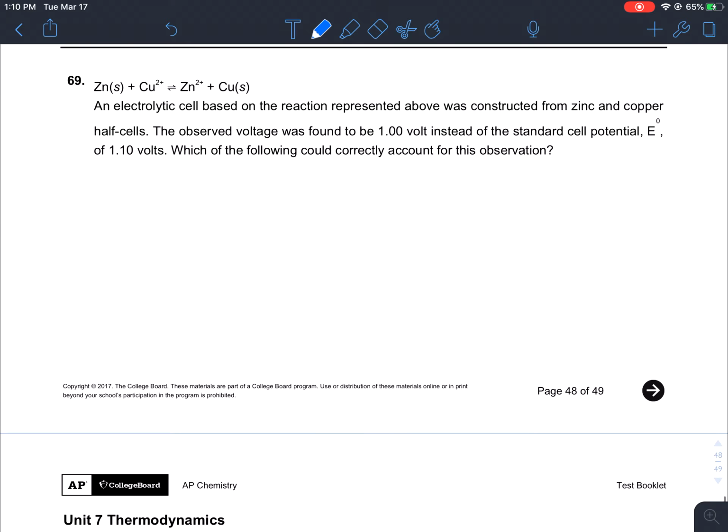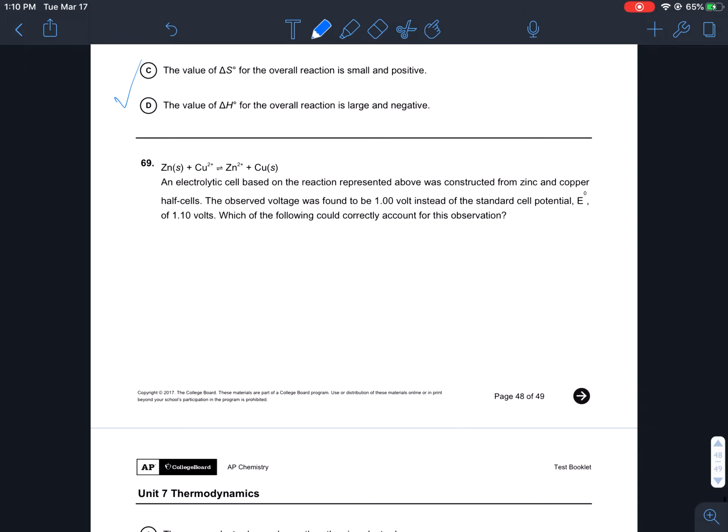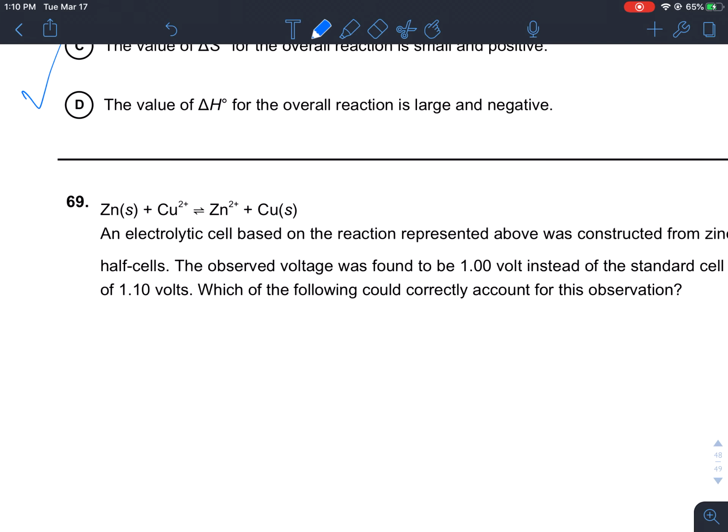69. All right, an electrolytic cell based on zinc and copper half cells, observed voltage was found to be... okay, got it. So your E cell turned out to be positive here. Wait, how is that true? It just said that you're an electrolytic cell, but whatever. The observed voltage was found to be 1.0 volts. It was less than... okay? Whoa, this is cool.